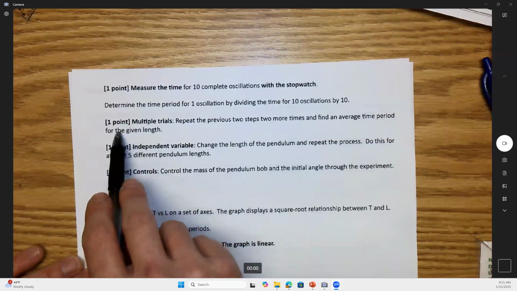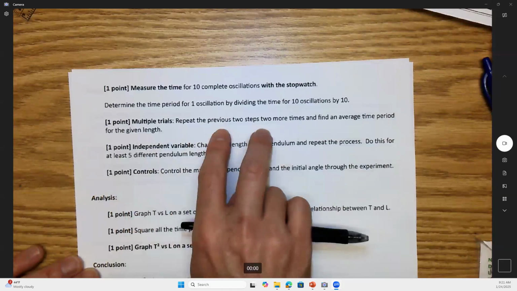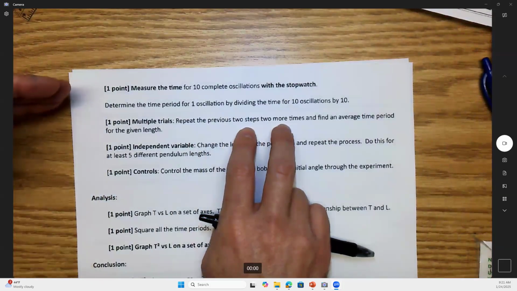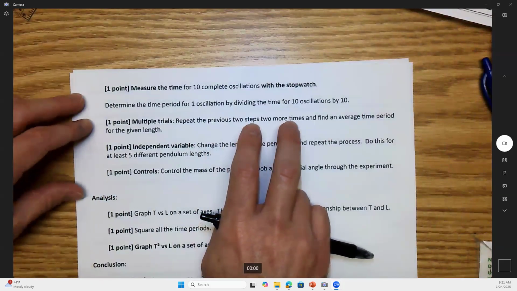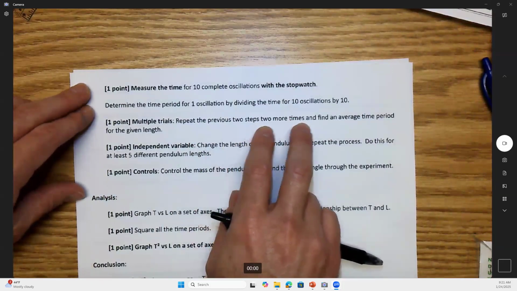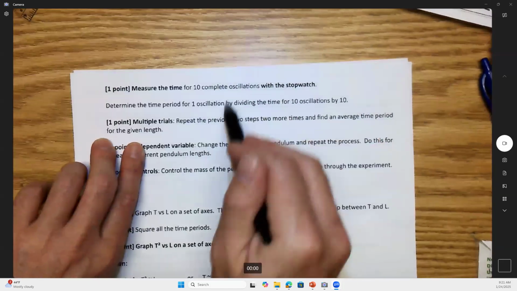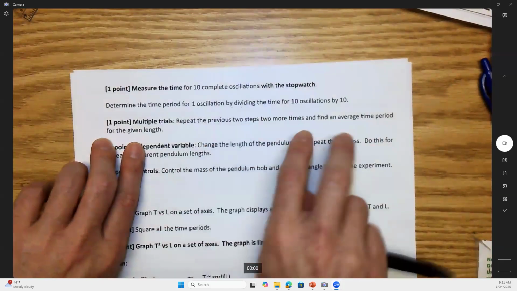Right? Okay. 1 point for multiple trials. Repeat the previous 2 steps. So measuring the length and the time, especially the time, 2 more times, and find an average time period for the given length. So these 2 steps are here. Okay, so the time for 10 oscillations, and then divide by 10.